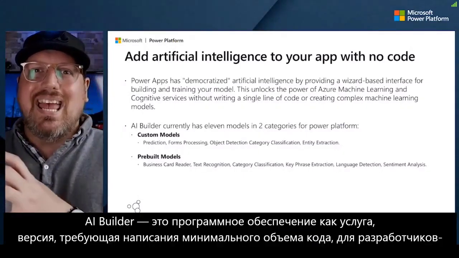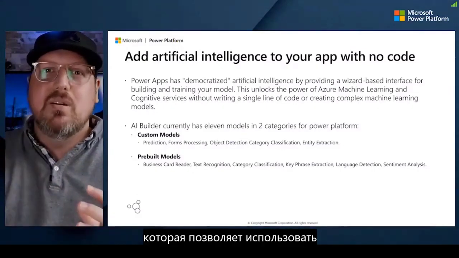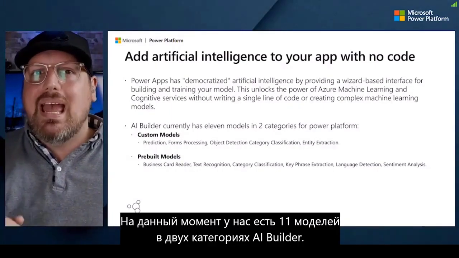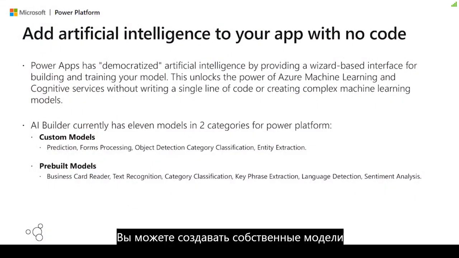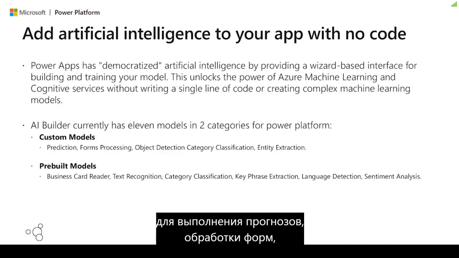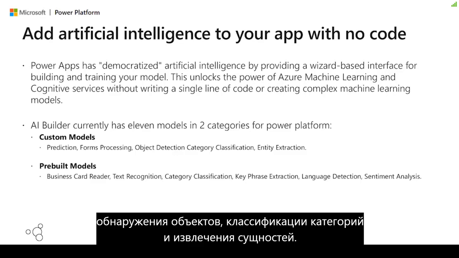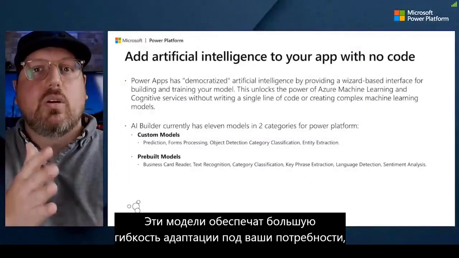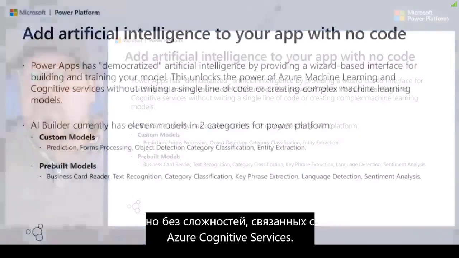So AI Builder is a software as a service, low-code citizen developer version of what you can do with other options on Azure Cognitive Services and machine learning. And so far, we have 11 different models in 2 categories of AI Builder. You can build custom models that will allow you to do predictions, forms processing, object detection, category classification, and entity extraction. All of those models will give you lots of flexibility to tailor to your needs, but without the complexity of doing this in Azure Cognitive Services.